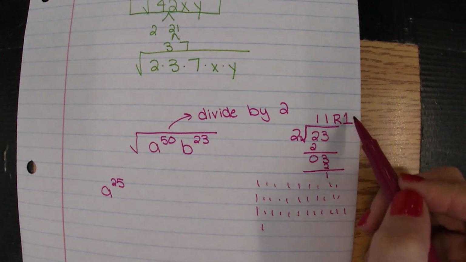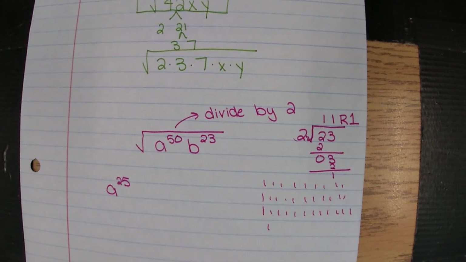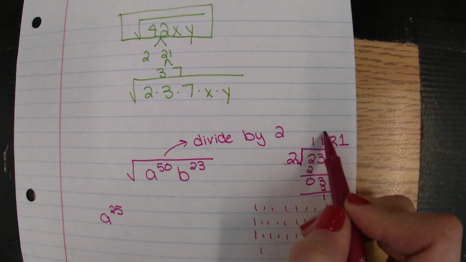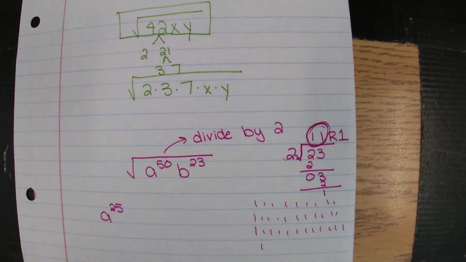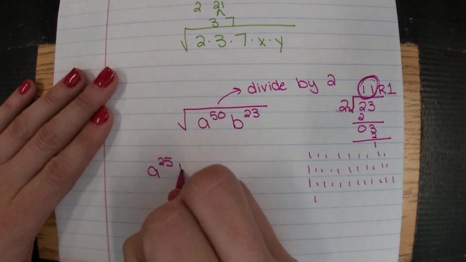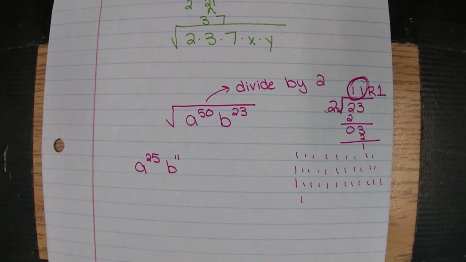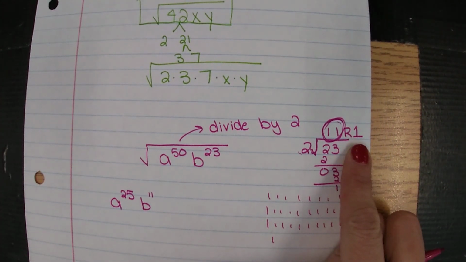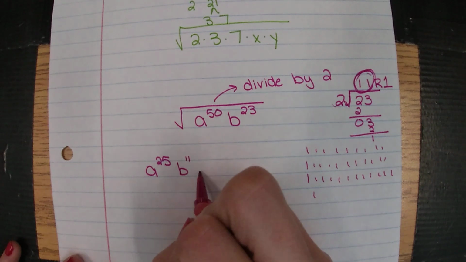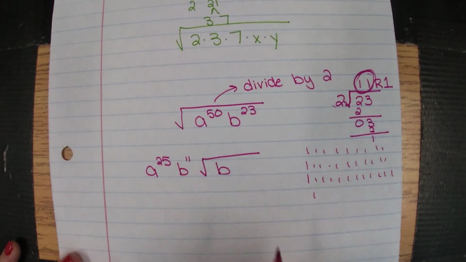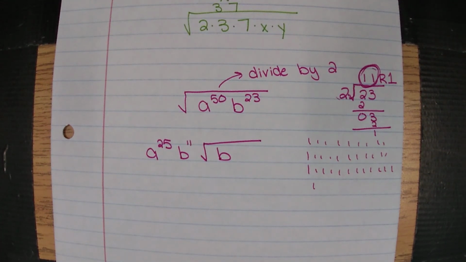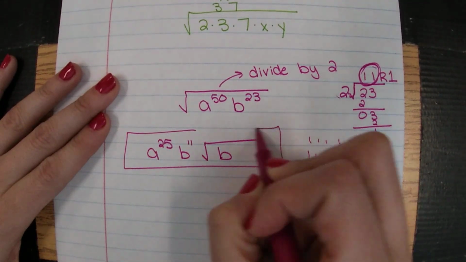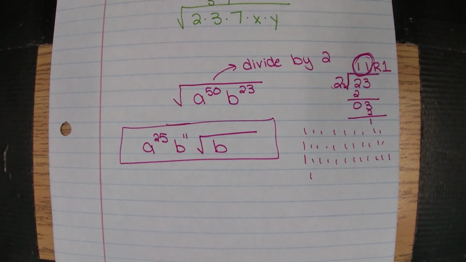Okay, we eventually learned, okay, that means there's a 1/2 left. But what this is telling us is that there's 11 pairs. So 11 B's can come out in front. And there's one lonely B left over. It doesn't have a pair. And anything without a pair stays inside the square root. And so our final answer here would be a to the 25th, b to the 11th, square root b.